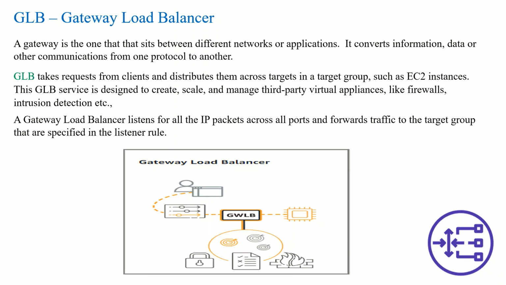The gateway load balancer takes a request from clients and distributes them across targets in a target group, such as EC2 instances. This gateway load balancer service is designed to create, scale, and manage third-party virtual appliances like firewall, intrusion detection, etc. A gateway load balancer listens for all the IP packets across all the ports and forwards that traffic to a particular target group that is specified in the listener rule. This particular lab exercise we will not be able to replicate because of non-availability of the resources.